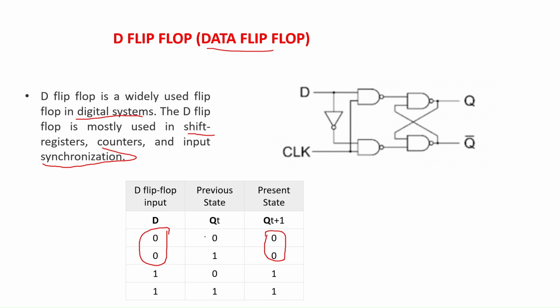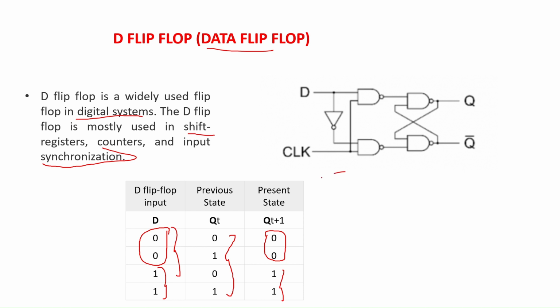When the D input is 0, the output Q(t+1) will be equal to 0 irrespective of the previous state. In the D flip-flop, the previous state does not have much role to play. The applied input will appear across the present state output. If the applied input D is 0, the output will be 0. If the applied input D is 1, the output Q(t+1) will be equal to 1.